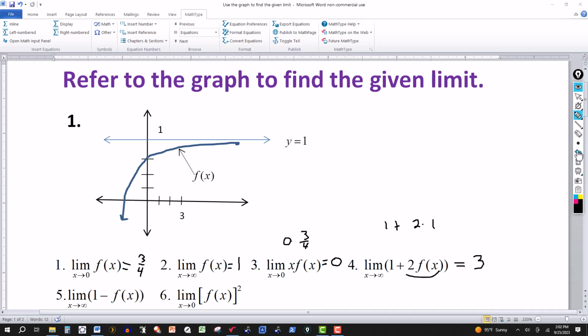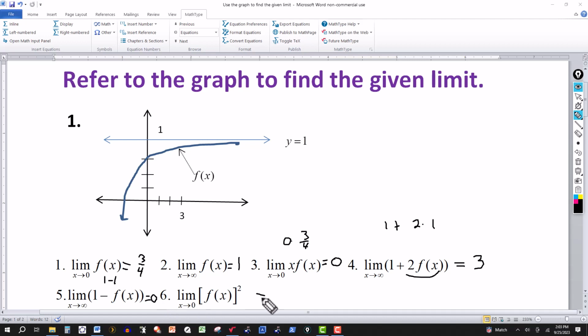And the next one, kind of similar here, the limit as x goes to infinity of 1 minus f of x. Well, again, the 1 is going to stay fixed. It's constant. So we say the limit of 1 as x goes to infinity is 1. And of course, from the graph, you can see that as x goes to infinity, the function approaches 1. So this approaches a value of 1 minus 1, which gives you 0.